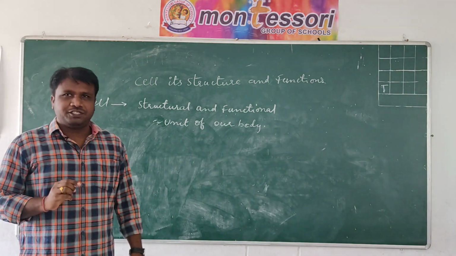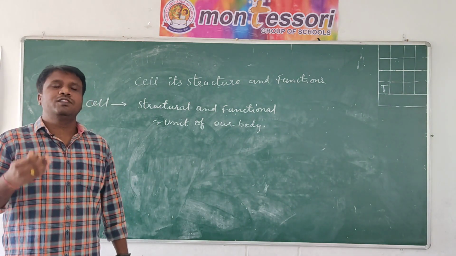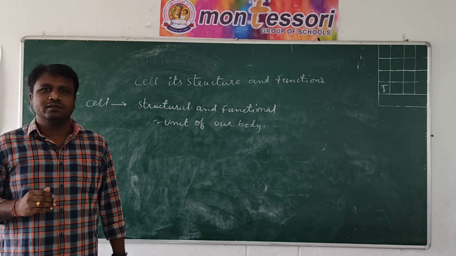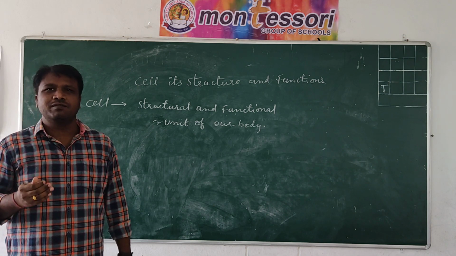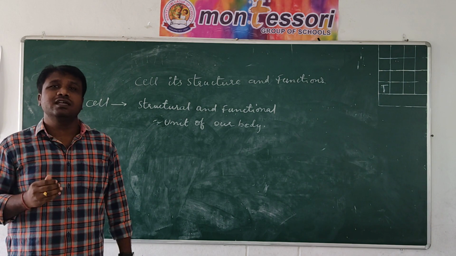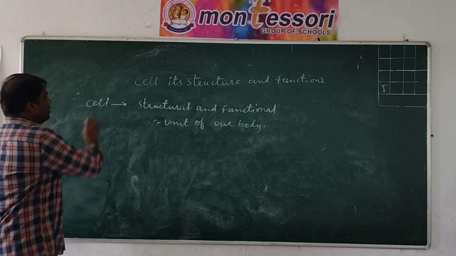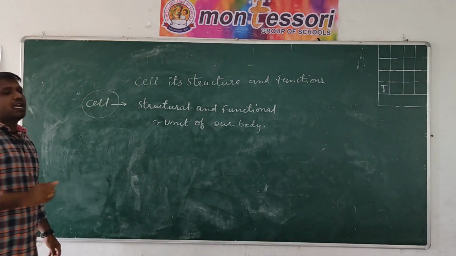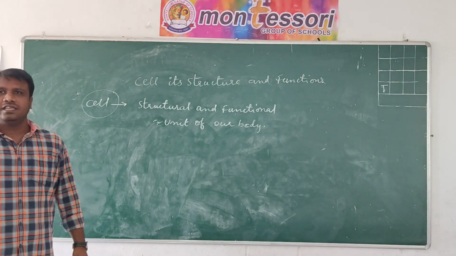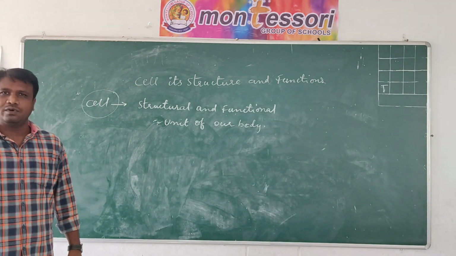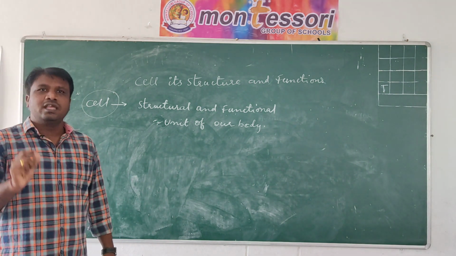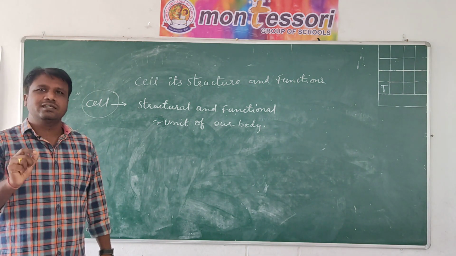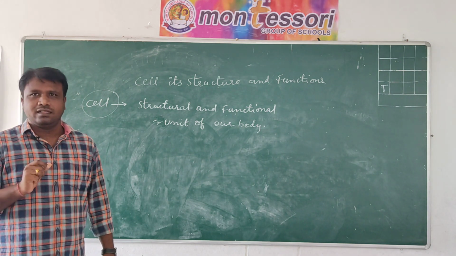If I ask you a question, with what our body is made up of? You may answer that our body is made up of a small units called a cell. So, cell is nothing but a small unit. If you take our human body or plant body, our body is made up of very small units, and you call those units as nothing but as a cell.